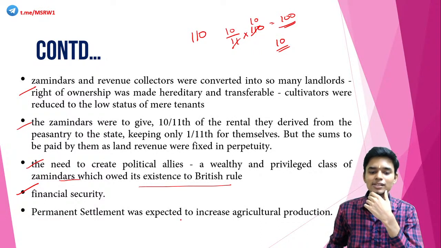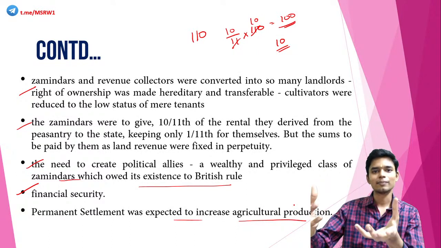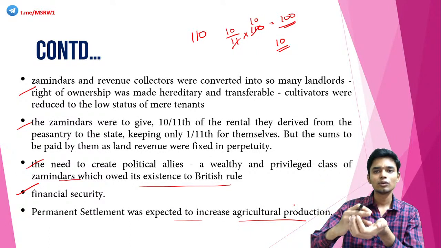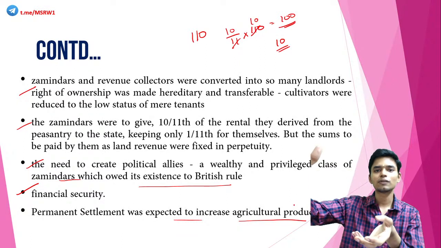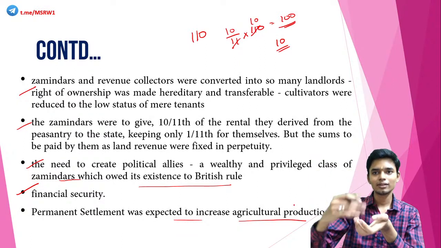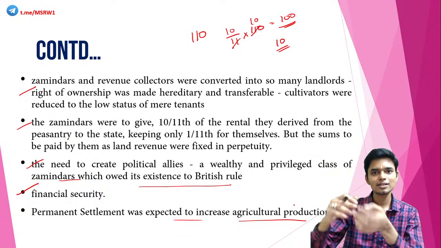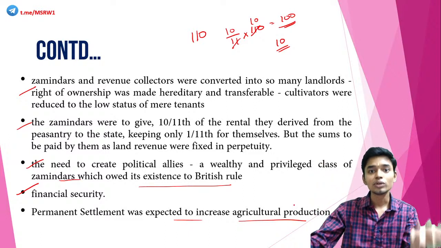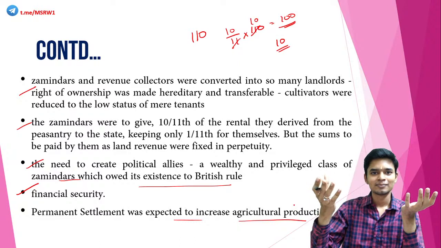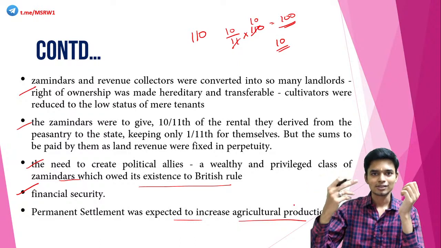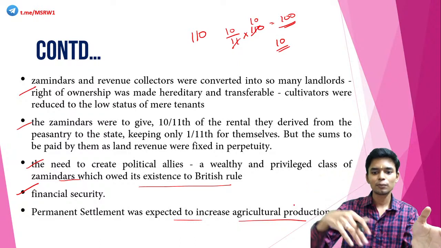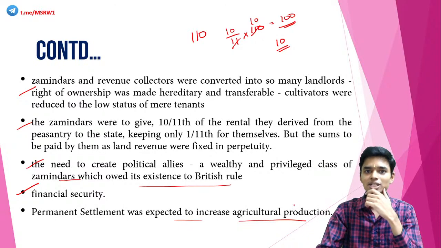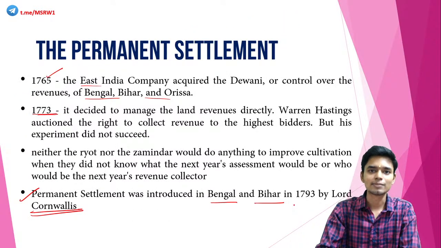The permanent settlement system was expected to increase agricultural production. Once it is a permanent settlement, the Britishers thought that the land is now the hereditary property of the zamindar. So the idea of the Britishers was that the zamindar will now invest in his own land to increase its productivity. This was the thought process. So this was supposed to increase the agricultural production in India as well. So basically this is the permanent settlement system.